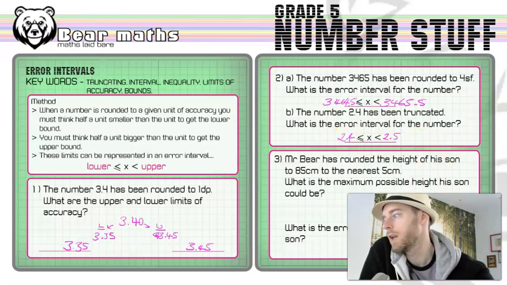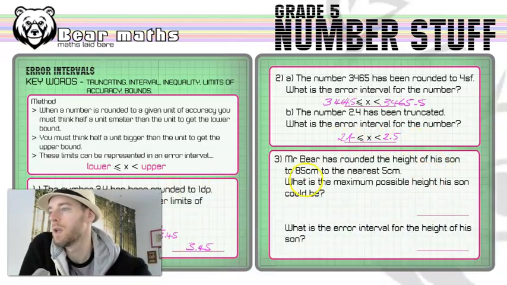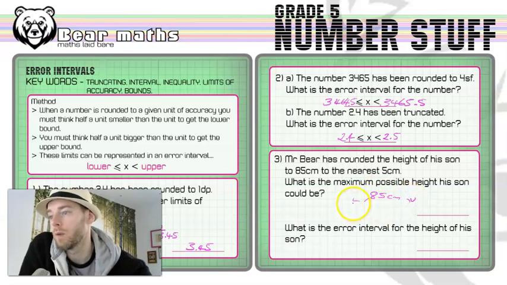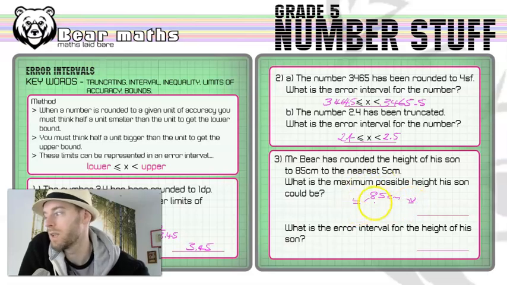Moving myself over here. Mr. Bear has rounded the height of his son to 85 centimetres to the nearest 5 centimetres. What's the maximum possible height his son could be? So this one is a little trickier. Think of half of that unit. That's 2.5. So we're thinking 2.5 centimetres either side of 85 centimetres. So my lower one, my upper one, and I'm just going to do both. I tend to do both anyway for any calculations.